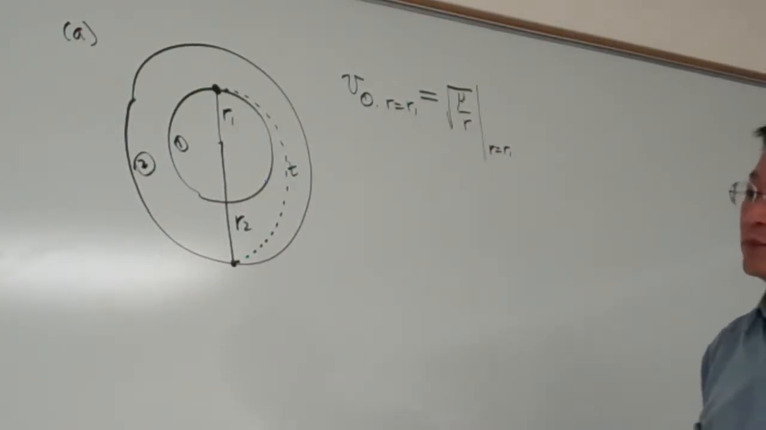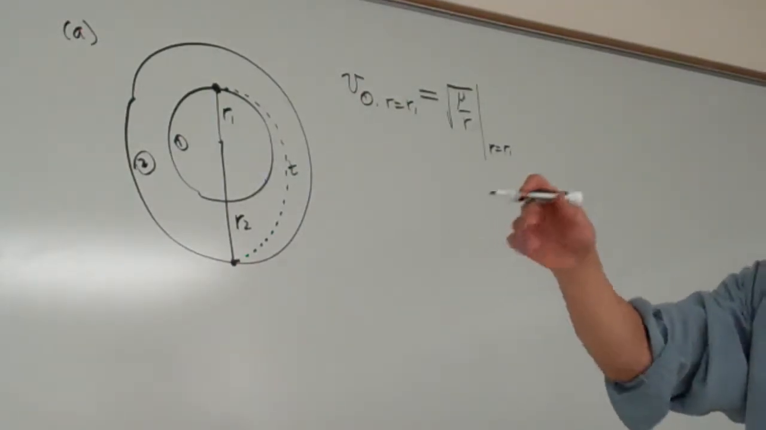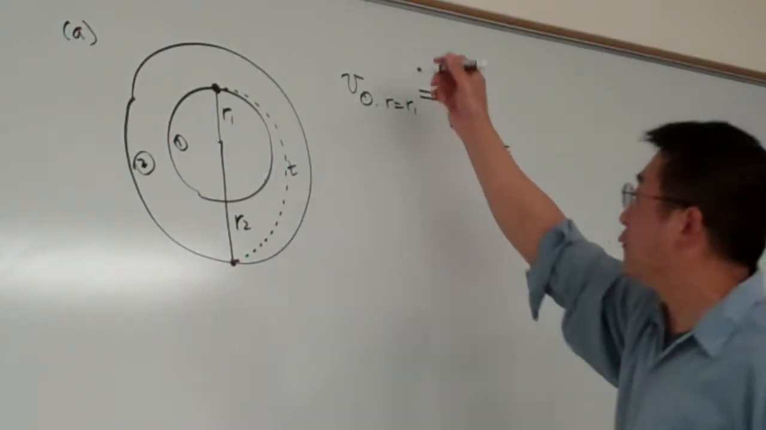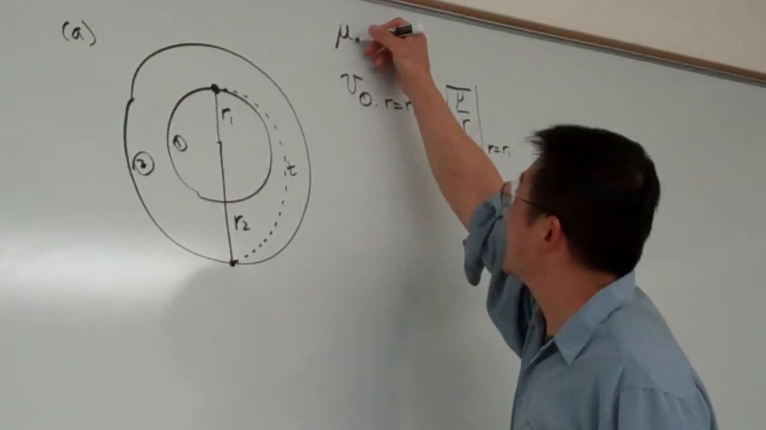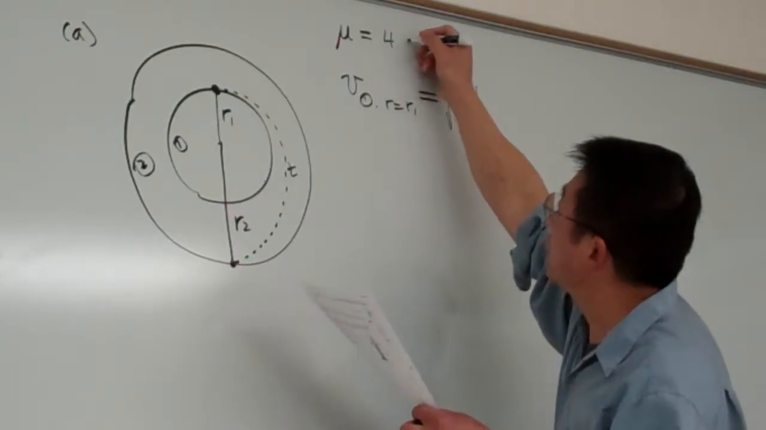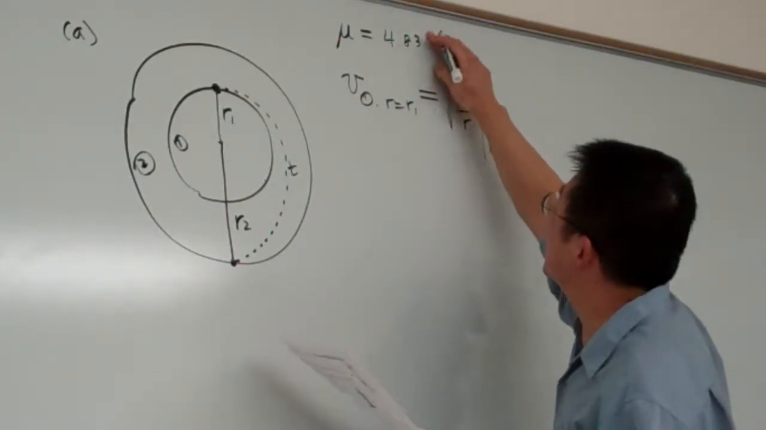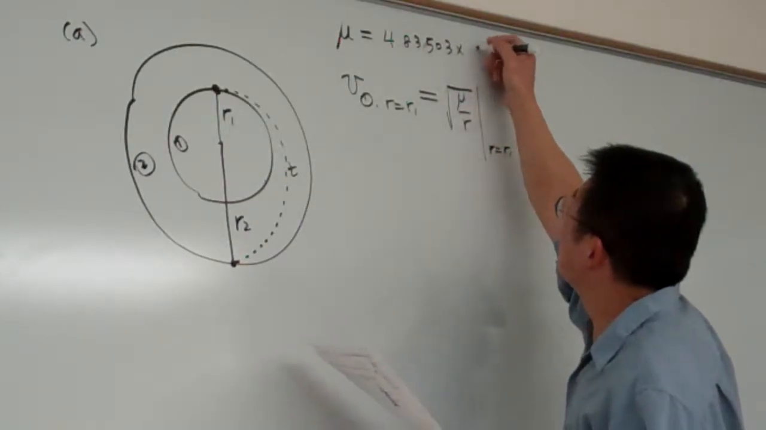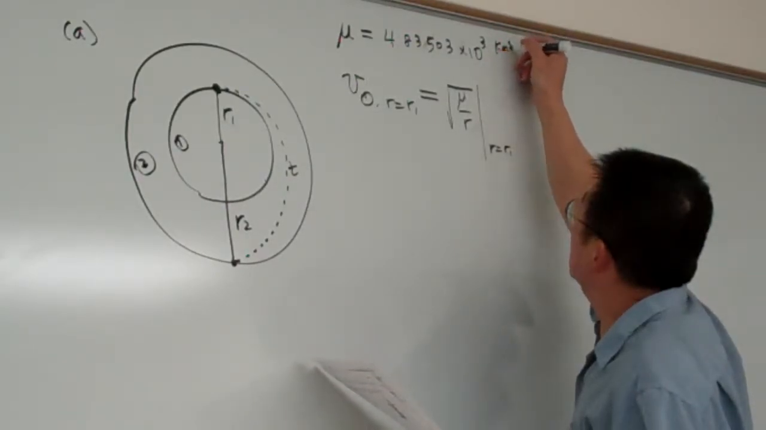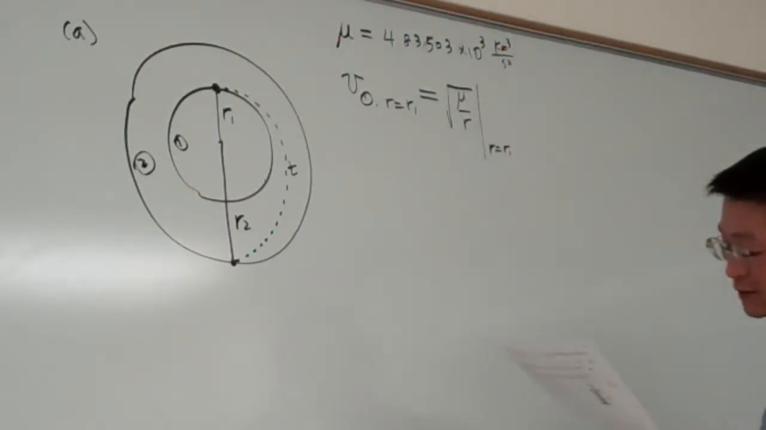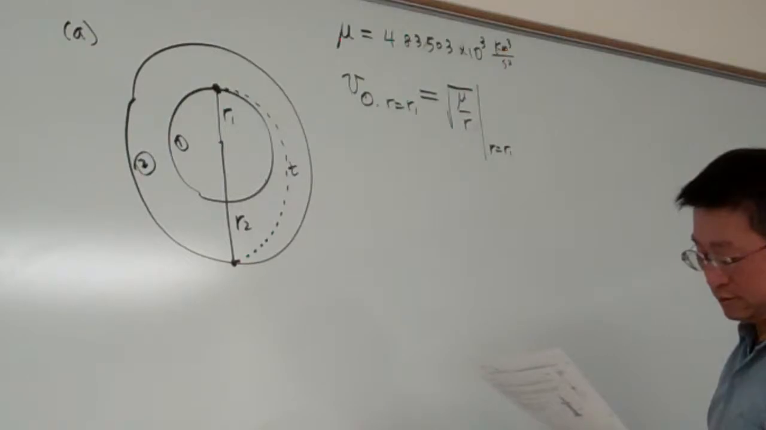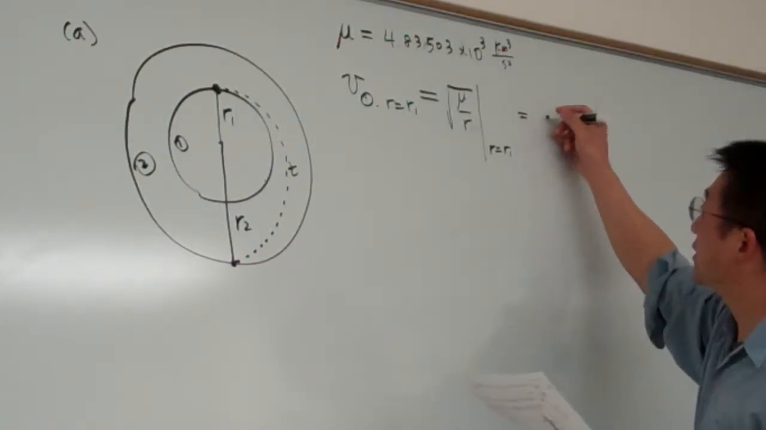Because here our main body is not Earth but the moon, we have to take the moon's constant. Here we can check from the table, and that is 4.83503. We take out these numbers, then we can calculate. I don't have that one, so can I just read it for you?